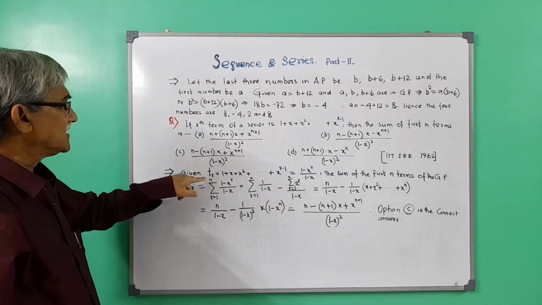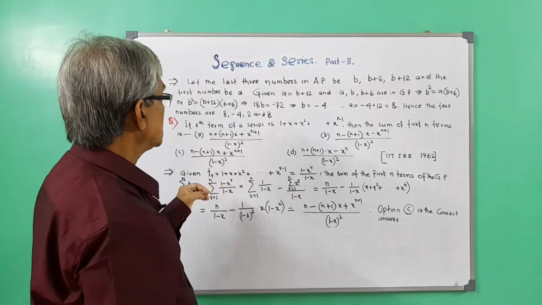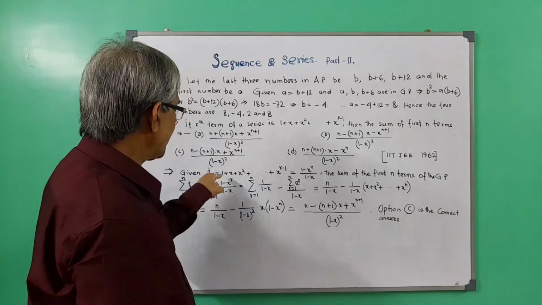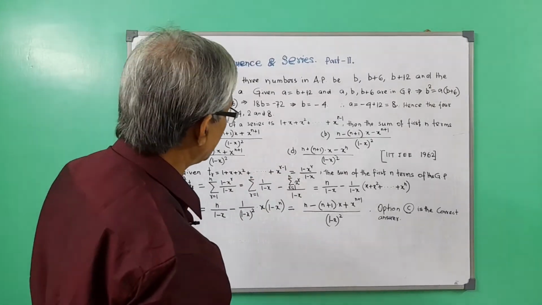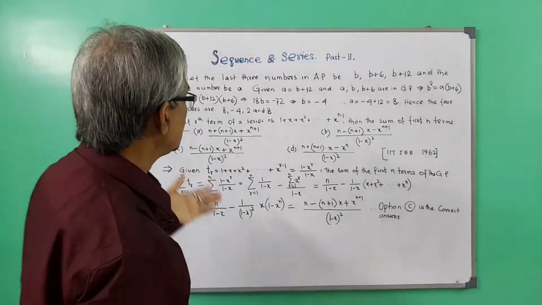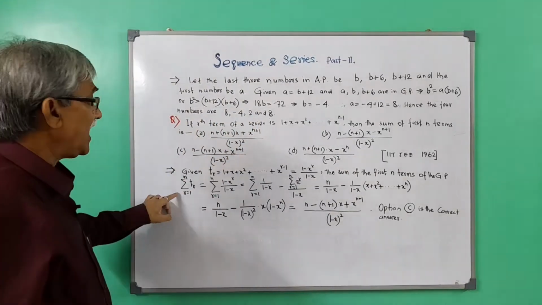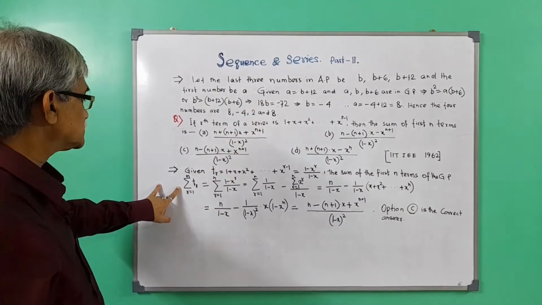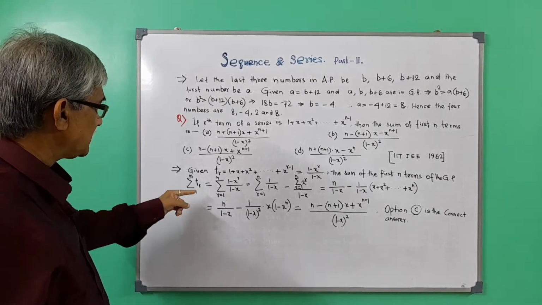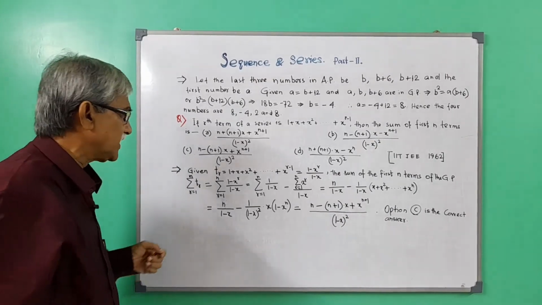What is given? Given T R equals 1 plus x plus x squared dot dot dot up to x to the power r minus 1. So this is the sum. The sum will be 1 minus x to the power r by 1 minus x. This is the rth term. Therefore, the sum of the first n terms will be the summation of T R when R equals 1 to n. That means T1 plus T2 plus T3 up to n terms.